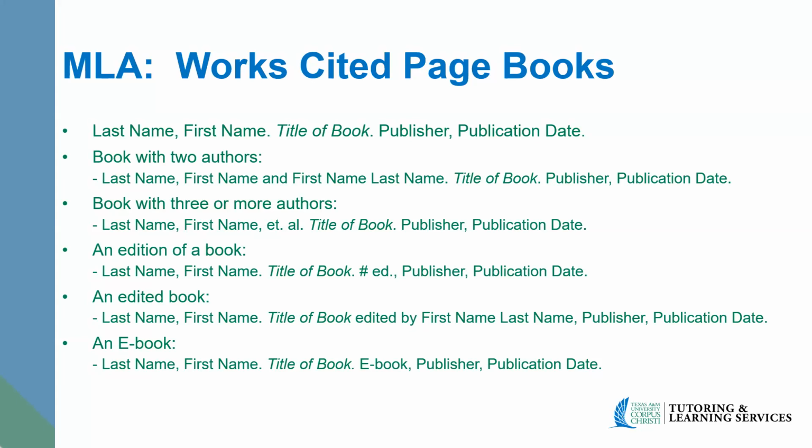Lastly, in our examples is an ebook. It will be the last name, the first name, title of the book, and then you'll put in the word ebook, and then you'll have the publisher, and then the publication date. And then lastly, all the titles of the book, as you can see in our examples, will be in italics.